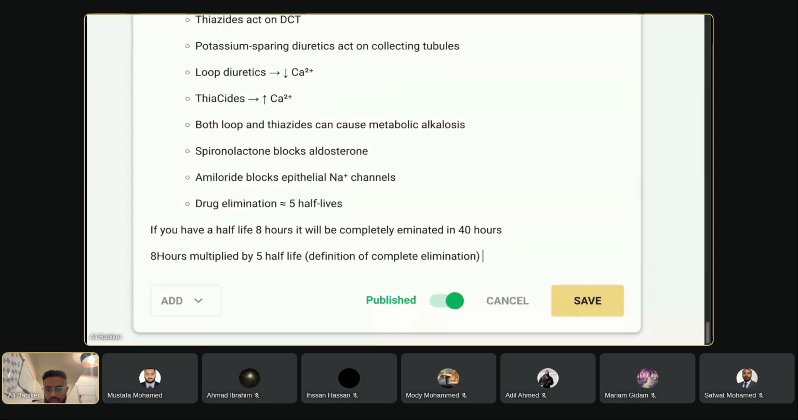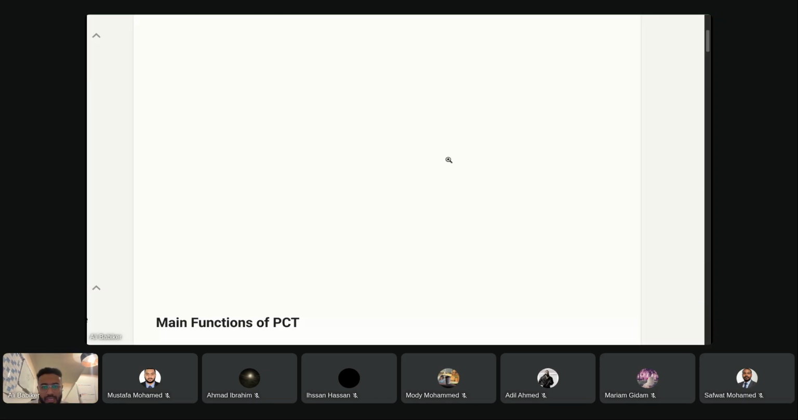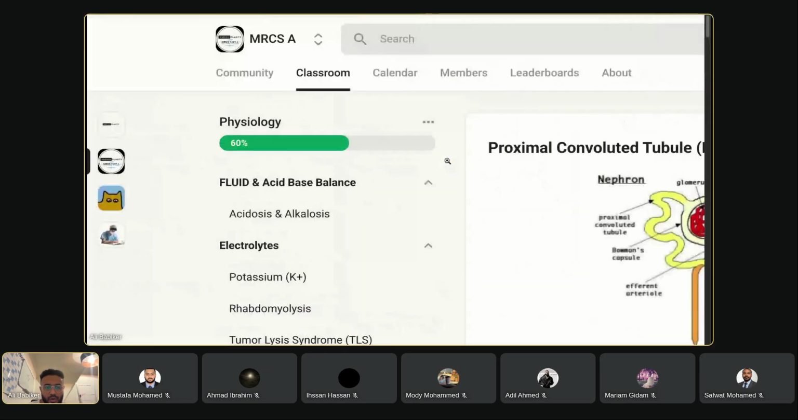This will be the definition of total elimination. And this will equal 40 hours. Everybody understand, right? This might be a question in your exam. Okay, fantastic. So we moved on.